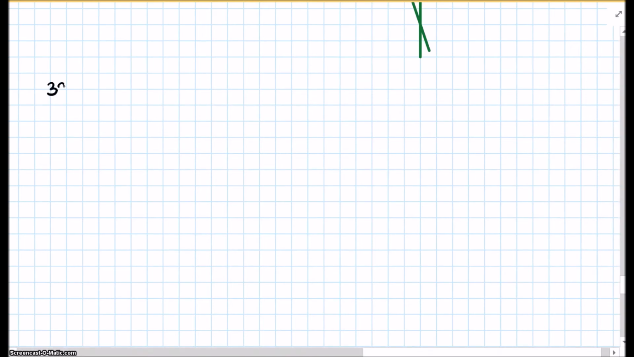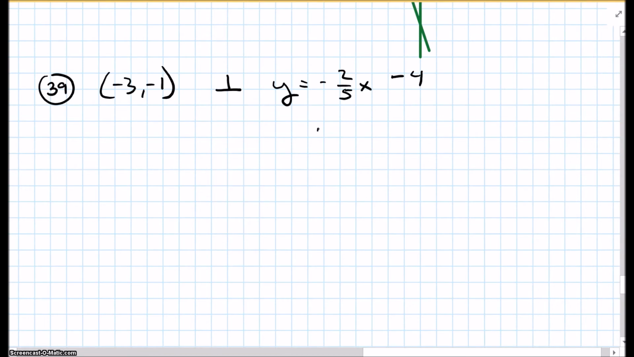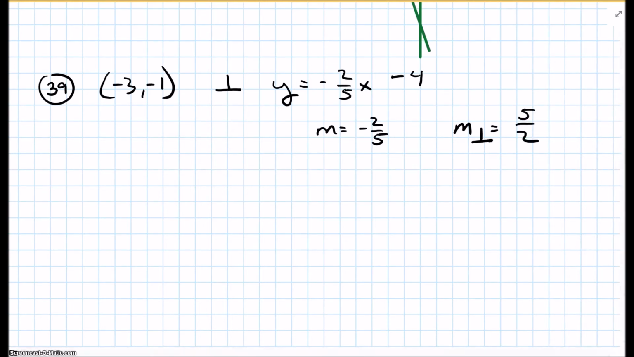Number 39. Write an equation that goes through (-3, -1) and is perpendicular to y equals -2/5 x minus 4. Well, the slope of this line is -2 over 5. The slope of a perpendicular line is the negative reciprocal, so that would just be 5 over 2. So I have a slope and I have a point.